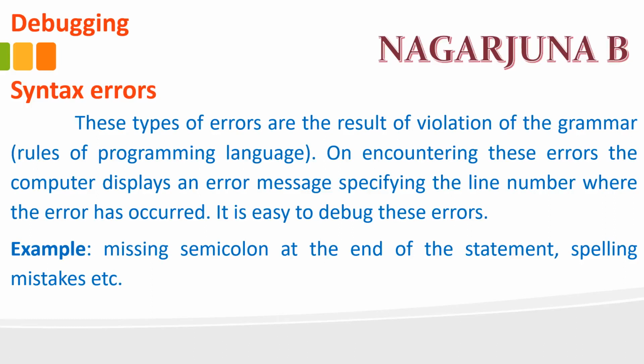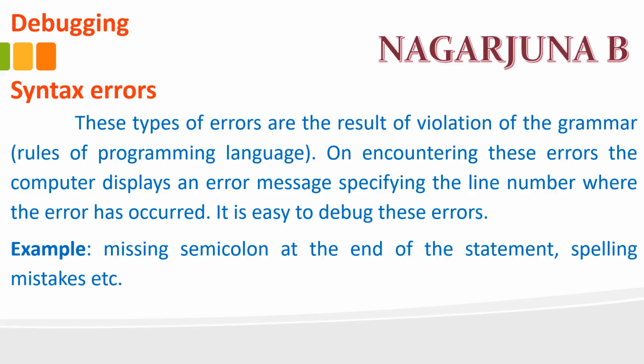So these kinds of errors are easy to debug. The errors because of the violation of the grammar, the rules of a programming language, are called syntax errors. When these errors are encountered, the computer will display a message specifying the line number where the error has occurred. And it is very easy to debug these kinds of errors.